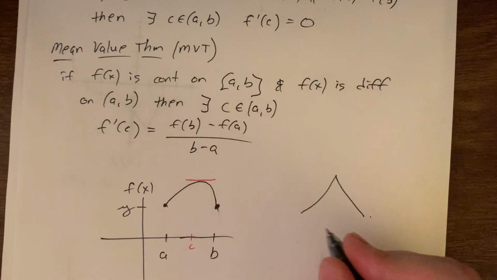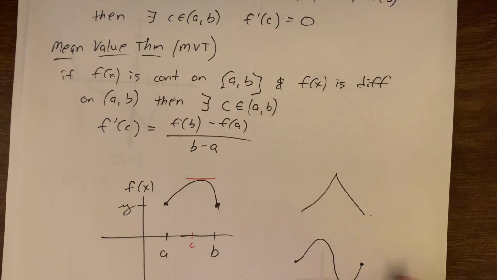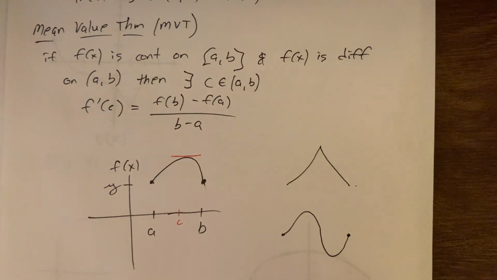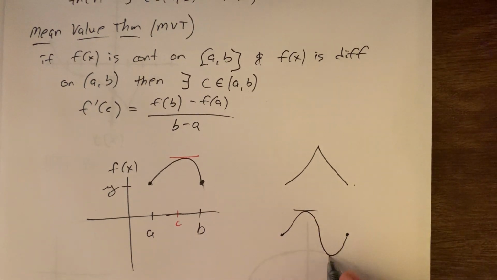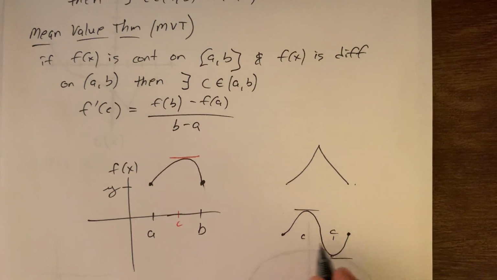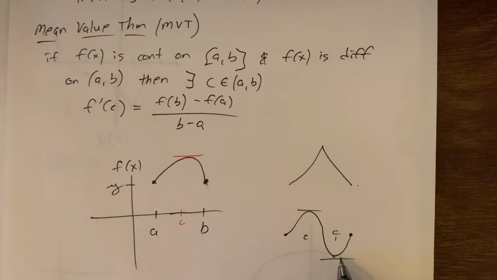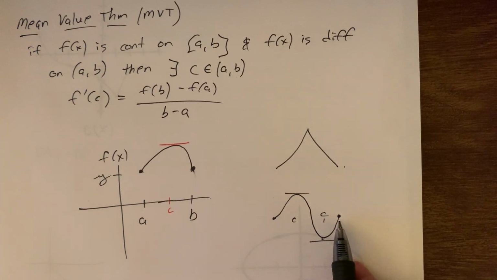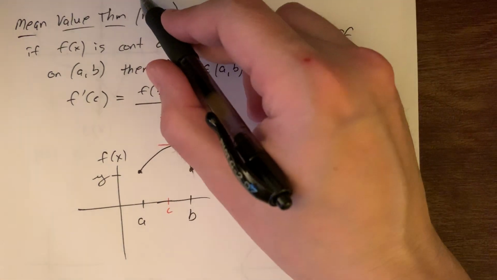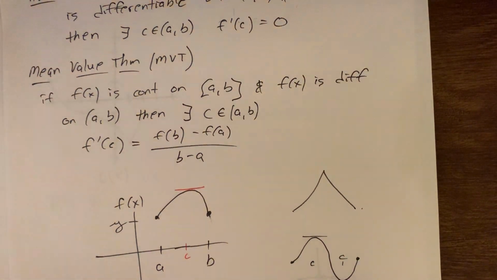A couple of more complicated situations, if my graph did something like this, that would also satisfy all 3 conditions, but now we notice there's 2 possibilities for C. C could be here, C could also be here, right? Both of these would have horizontal tangent lines, so they both could be C. But again, there's no problem with that here. It's just guaranteeing there's at least one C, there might be multiples. So that's Rolle's theorem.